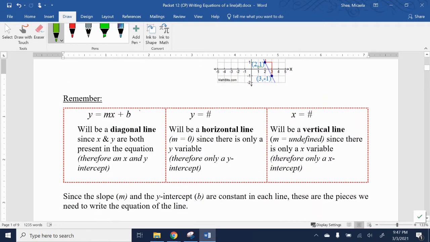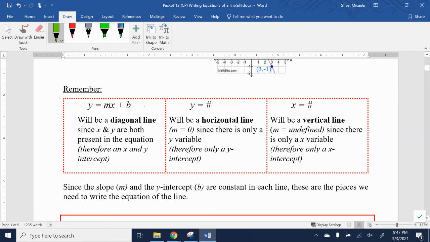You also need to remember that anytime we see an equation that has a y and an x, it'll be drawn out as a diagonal line because x and y are both present in the equation. So we can think of that backwards then, that if I see a diagonal line, that means that I'm going to have a y and an x in my equation. And that diagonal line is always going to be our positive slopes or negative slopes.